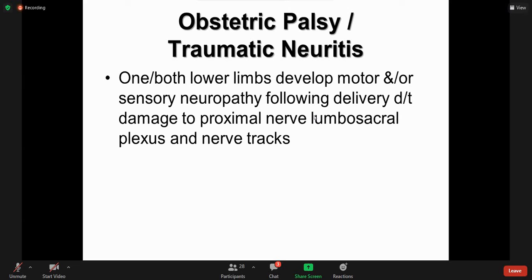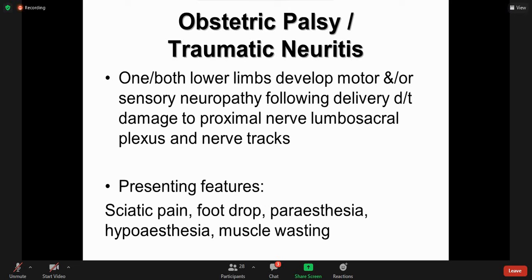Do you have any confusion on obstetric palsy? I should show you the presenting features as well. Patients have these symptoms.